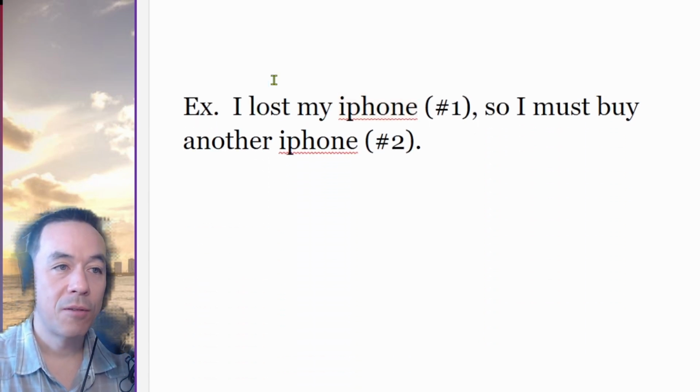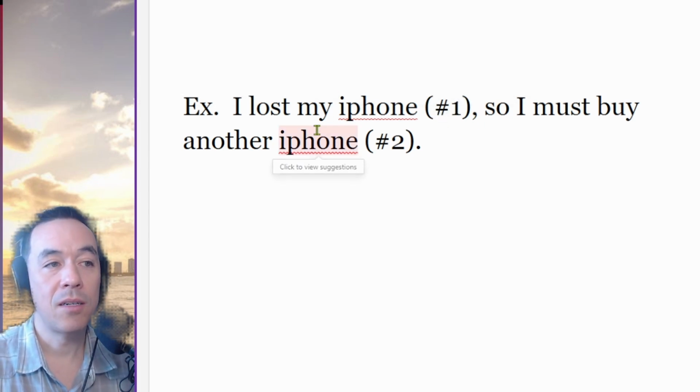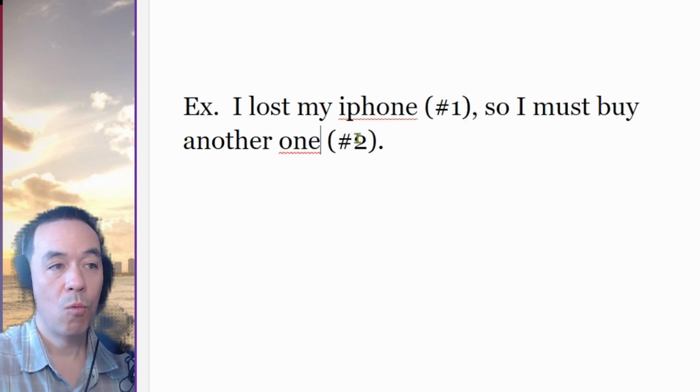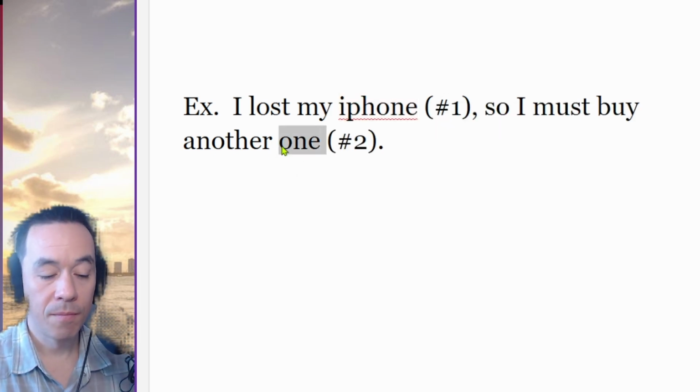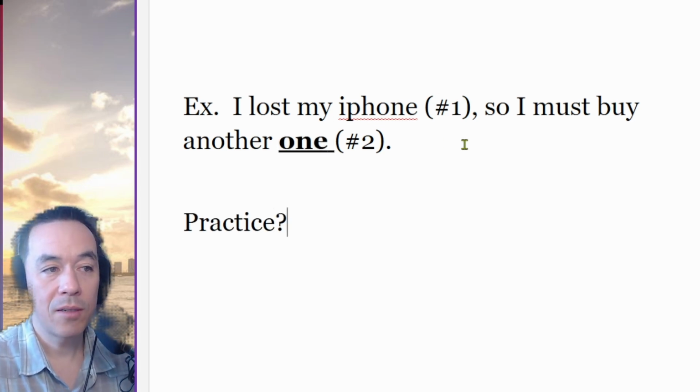Oh, so here we go. Back to our first example. I lost my iPhone. First iPhone, number 1. So I must buy another iPhone. So we would know to say here, another one. iPhone. There we go. So how do you practice this? How can you practice this? How do you do this?